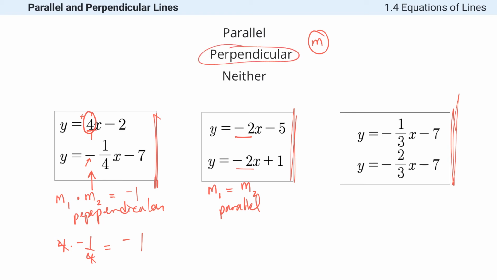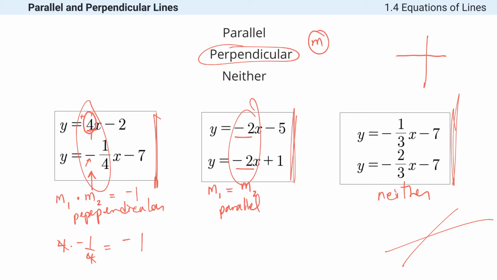Now, if neither one of those rules apply, if the slopes aren't the same, or if they're not negative reciprocals of each other, then what you have is two lines that aren't perpendicular nor parallel, and basically those two lines would just cross. Perpendicular would be they'd cross at a 90-degree angle, and parallel would be lines that go the same direction and they would never cross.